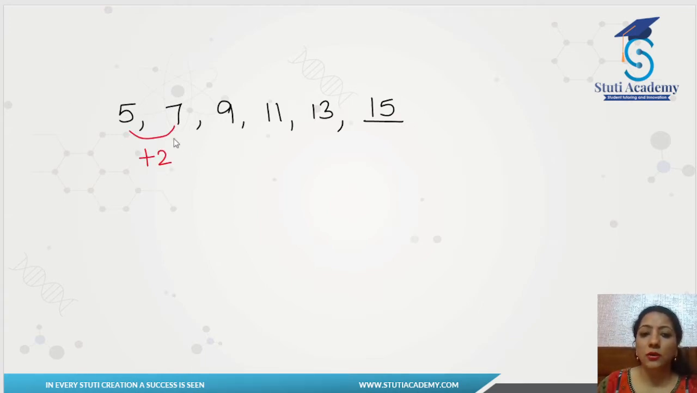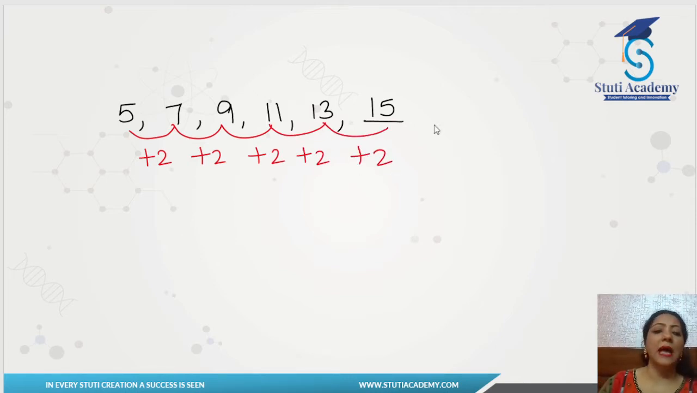Could you please observe this here? We are adding 2 every time to get the next number. So what is the common difference? The common difference, the fixed number which we are adding every time, is positive 2.